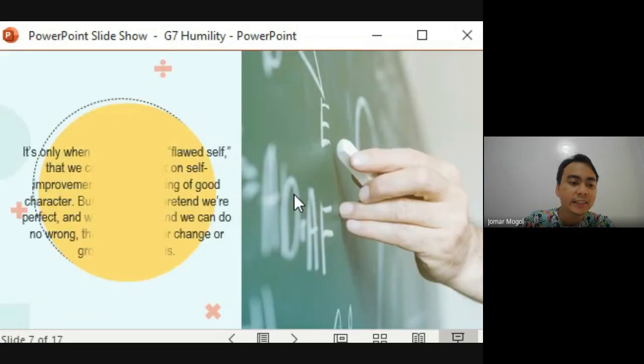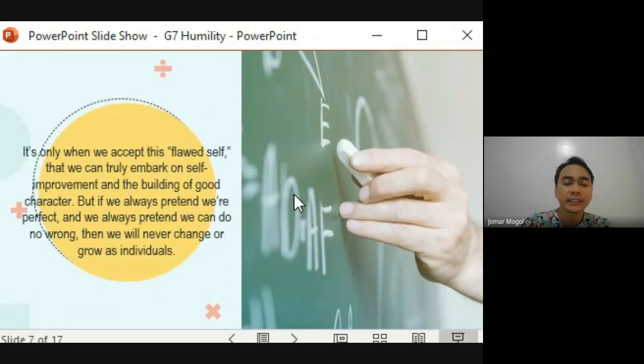So next is I just want to share to you this quotation or this line from our module, but let us focus more on the last part of this line. So we have here, but if we always pretend we're perfect and we always pretend we can do no wrong, then we will never change or grow as individuals. So meaning to say, kung iniisip natin na alam natin lahat, there's no room for improvements if this is our mindset.